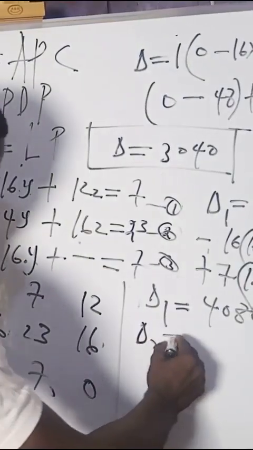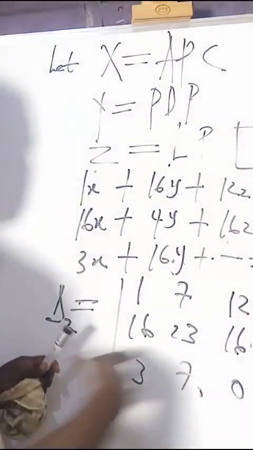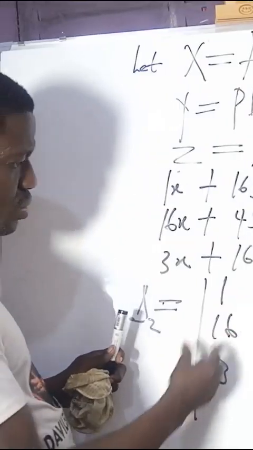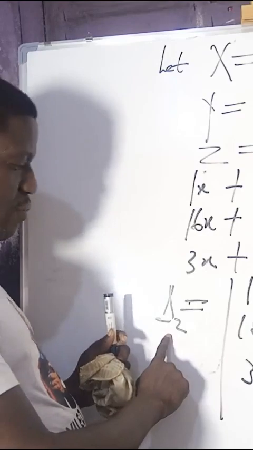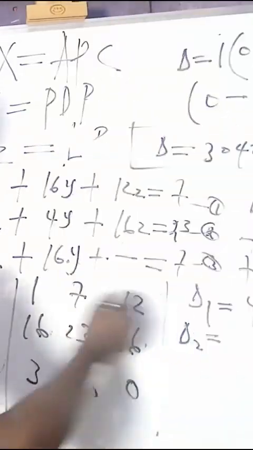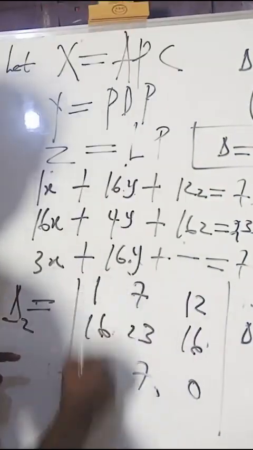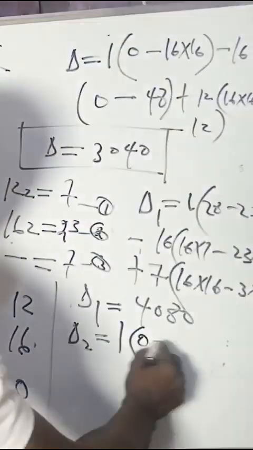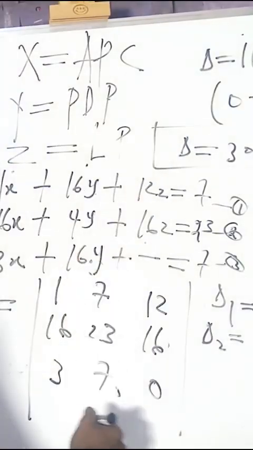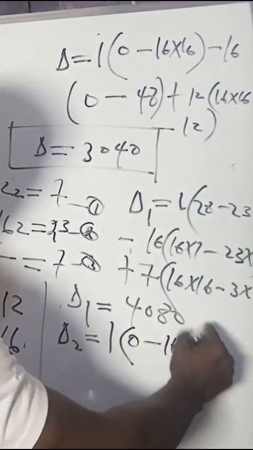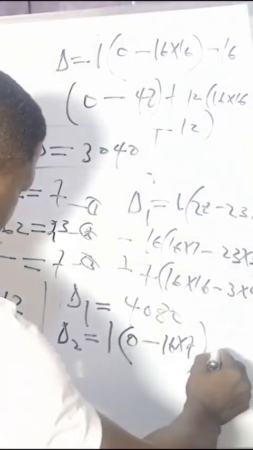So we have delta 2 to be equal to, just like what we did in getting this and this, we're going to be repeating it to get our delta 2. So when you do that, it is first row first column, and we are going to be having 1 into bracket first row first column, that is 23 times 0 is 0 minus what is left, 16 times 7 minus 16 times 7. So when you do that, you have minus.